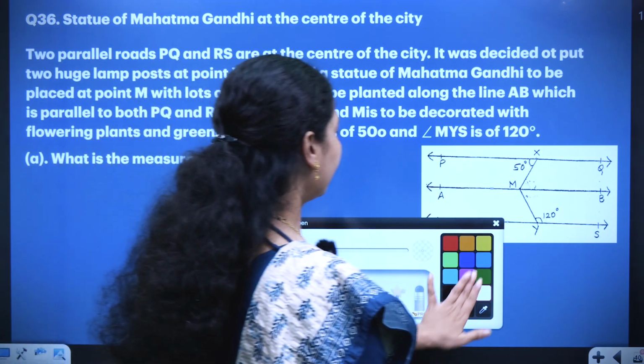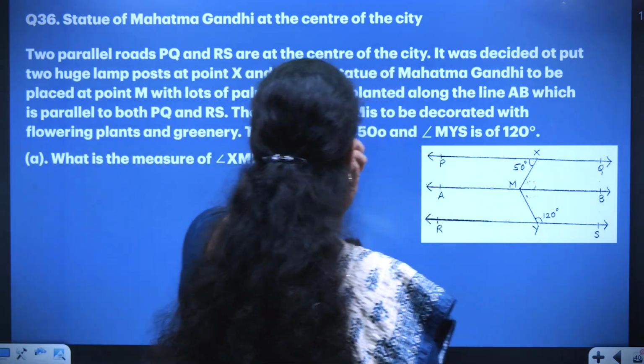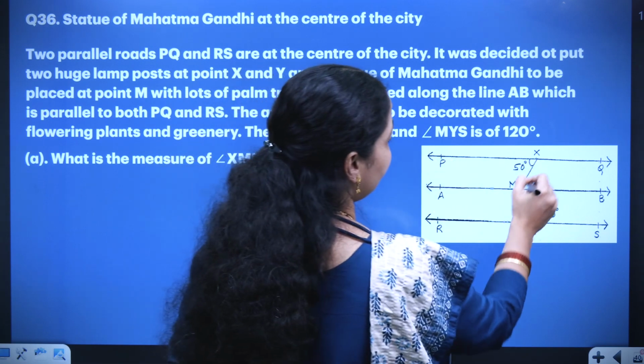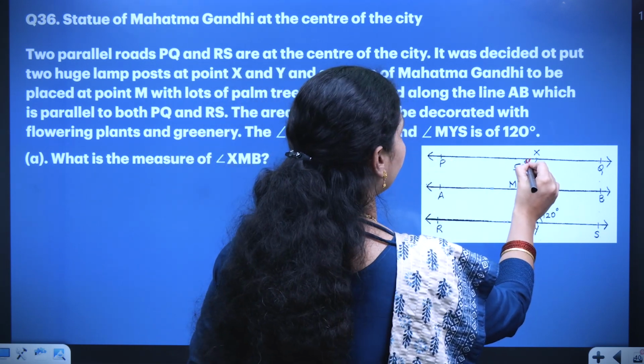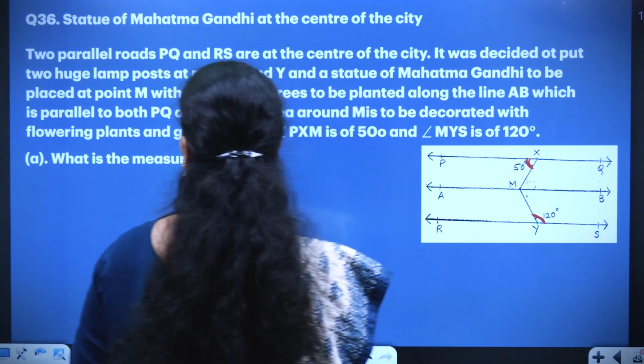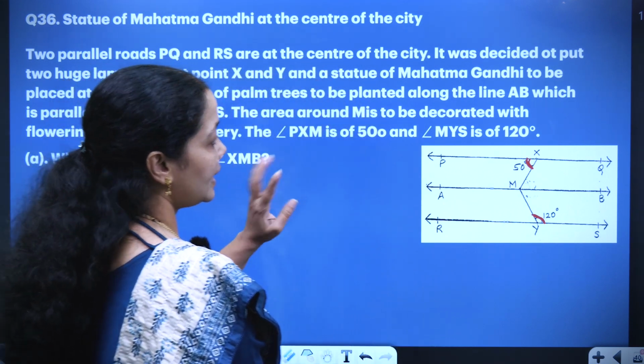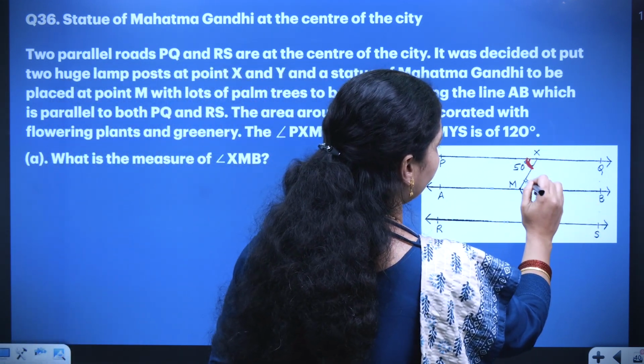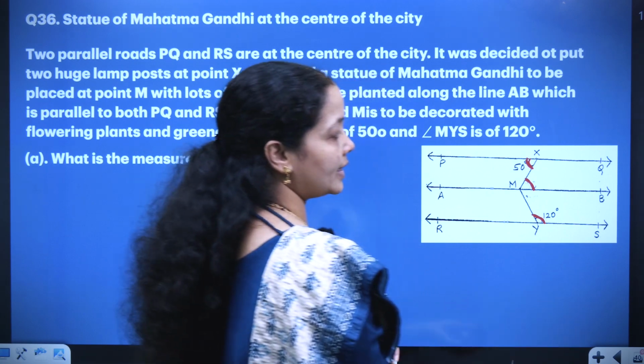It's given that angle PXM is here, this will be 50 degrees, and MYS is here, this is 120 degrees. What is the measure of XMB? XMB is here, this angle. I have to find the measure of XMB.